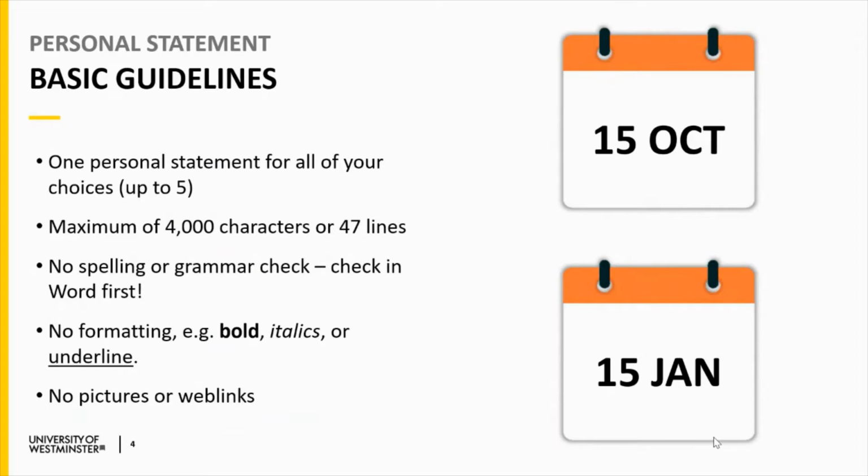One important thing that I'll stress is there's no spelling check on UCAS, so you want to make sure that before you submit your statement, you check it in Word and also get feedback from your teachers to make sure everything is correct. And so the official UCAS deadlines are the 15th of October, that's for any Oxbridge, medicine, dentistry or veterinary medicine courses, and it's the 15th of January for most other courses.